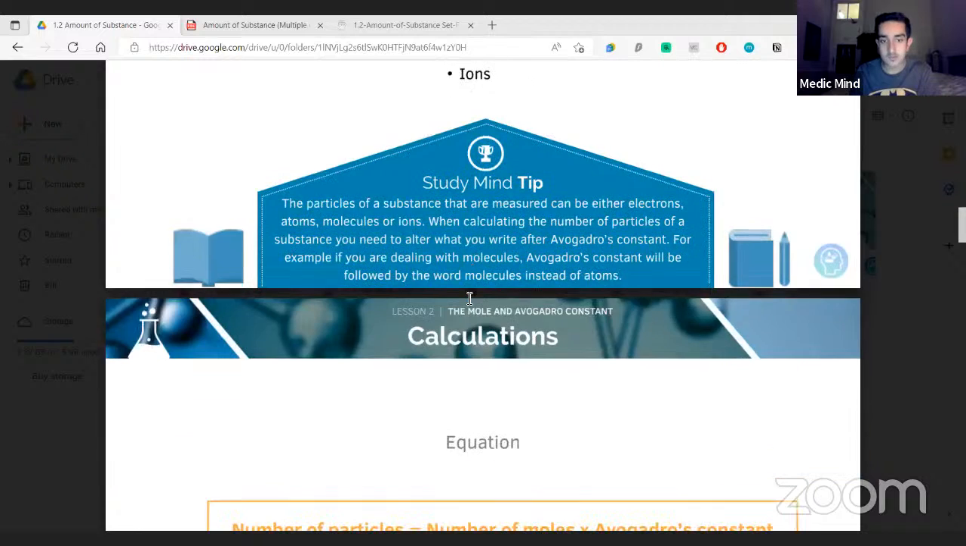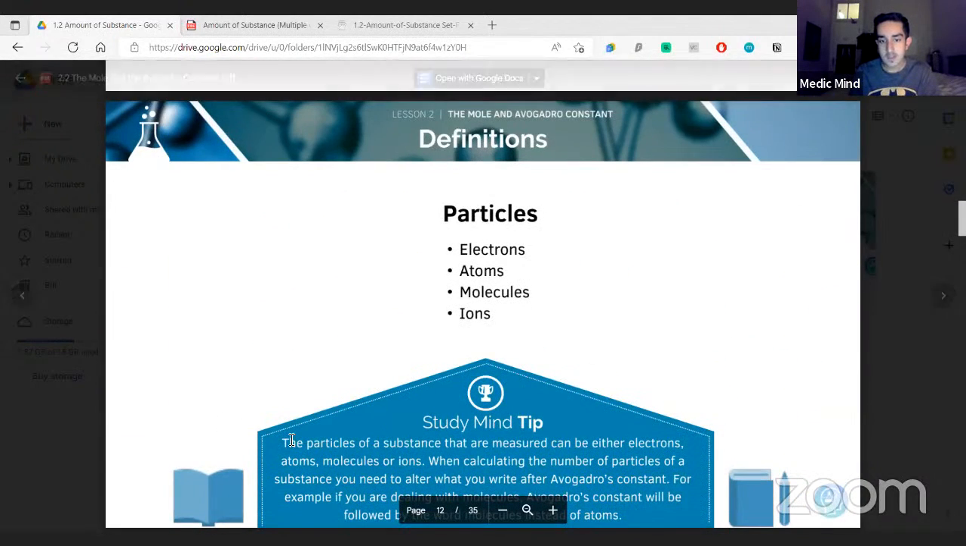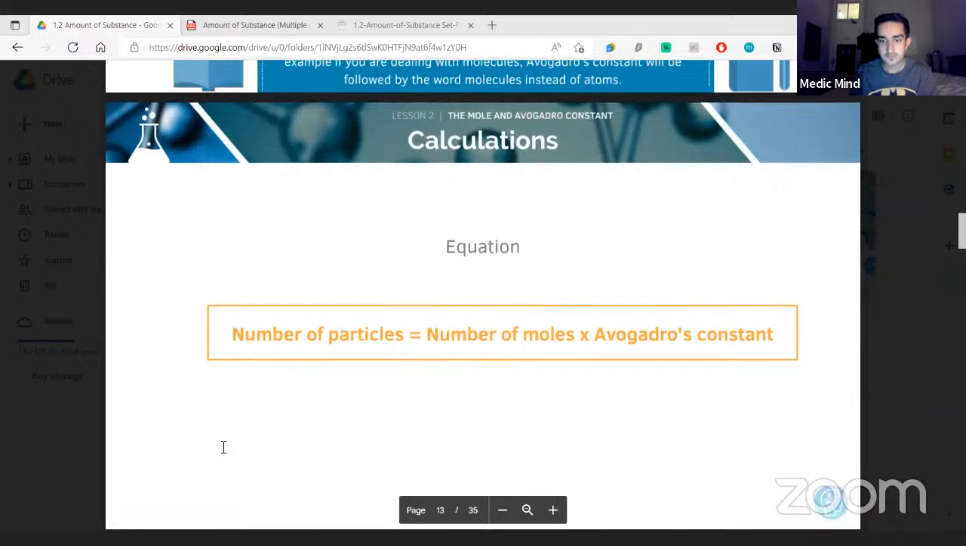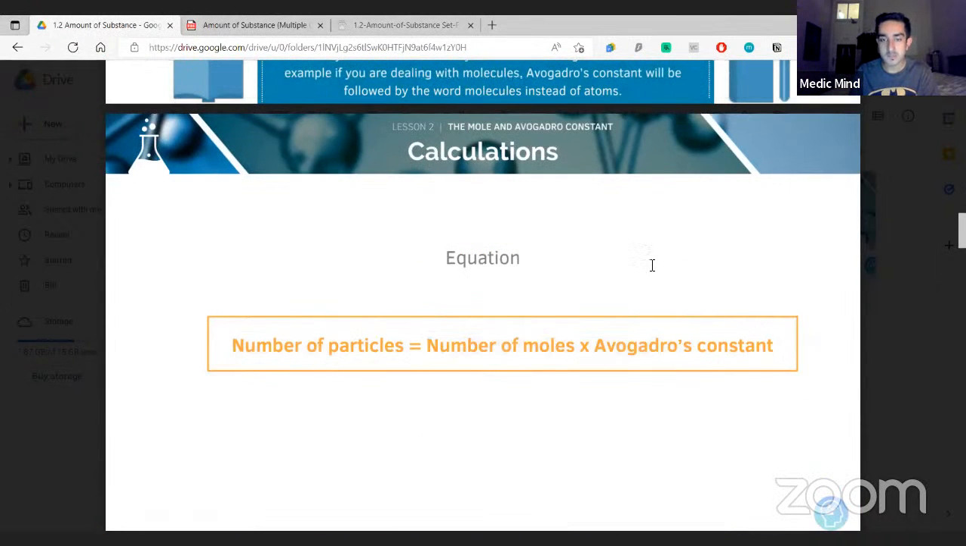And every particle, a particle can be a varied range of things. It can be electrons, atoms, molecules, ions. It can be anything, basically. And the number of particles equals the number of moles times Avogadro's constant.